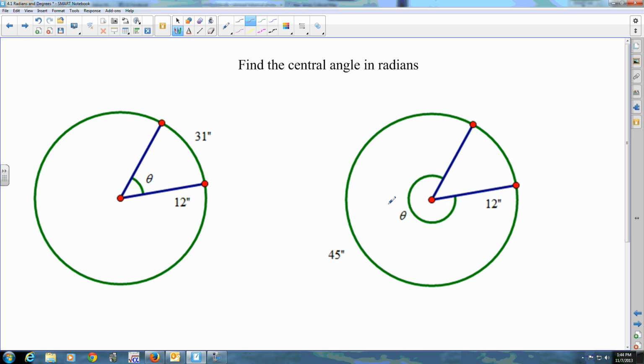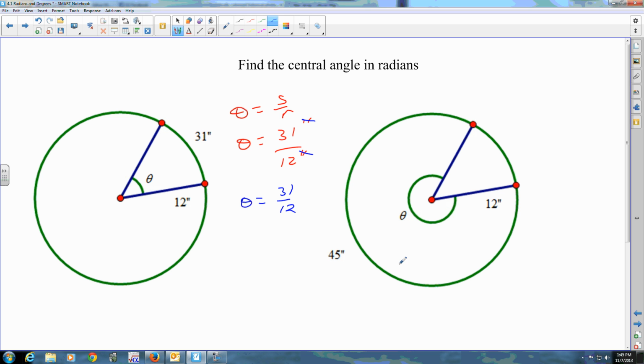Find the central angle in radians. Okay, theta is equal to S over R. Theta is equal to 31 inches over 12 inches. And the units cancel. So theta is equal to 31 twelfths. You're done. Now you're looking for the long way around.